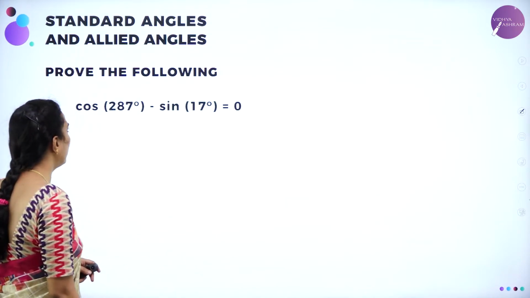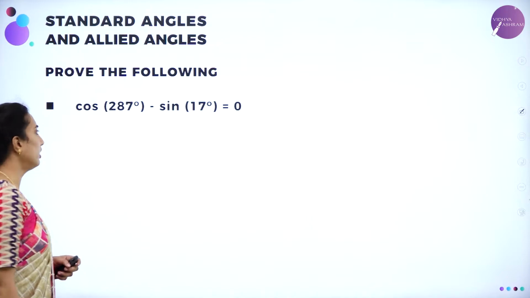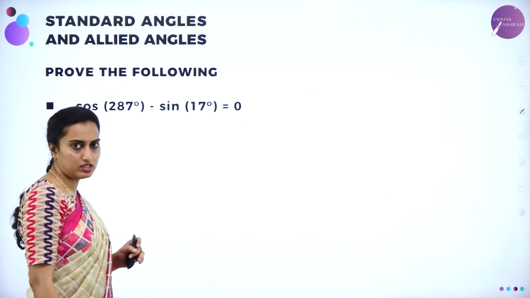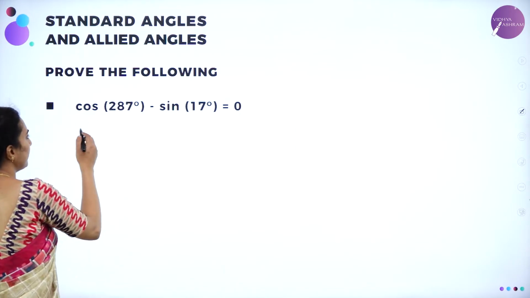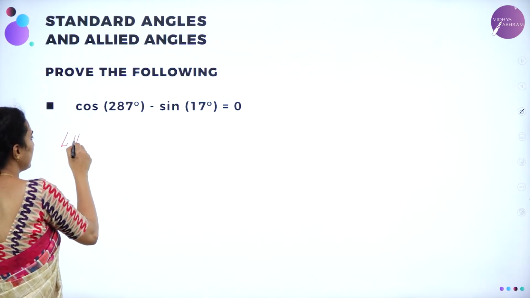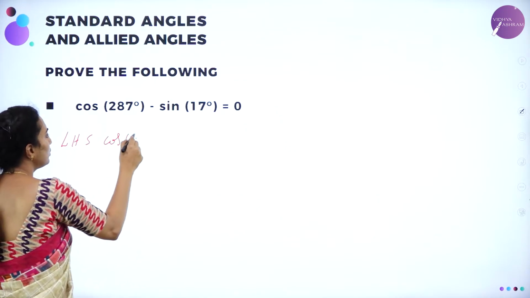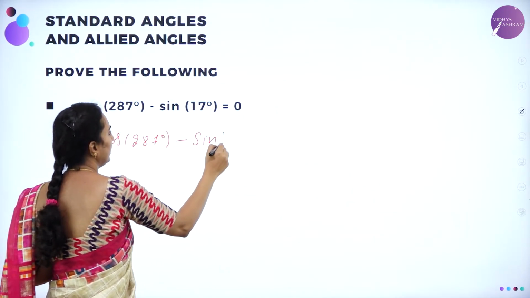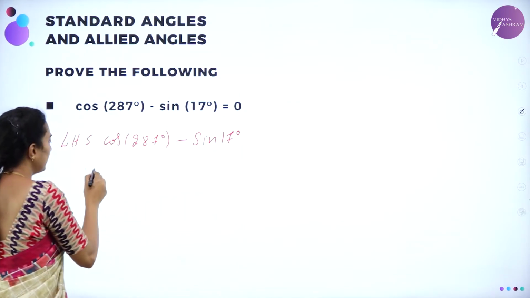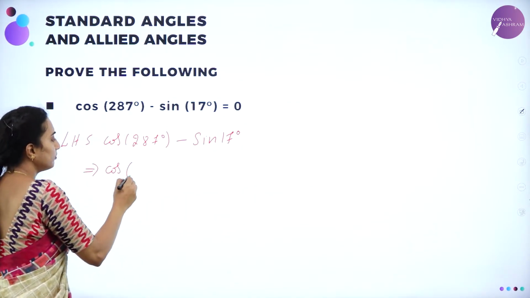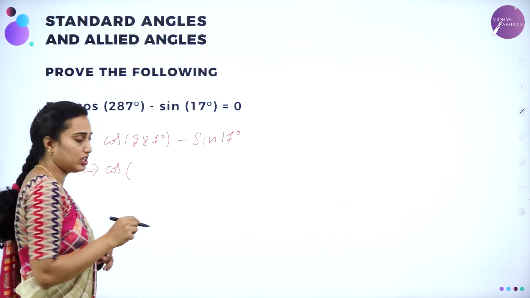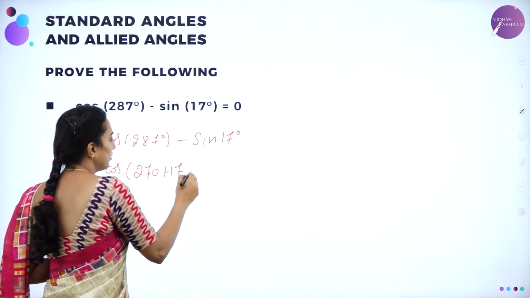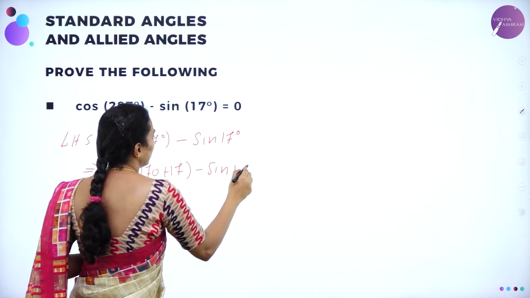We'll move on to the next one. Prove the following. Cos 287 degree minus sine 17 degree. Now how can I write 287 degree? Taking the left hand side, that is cos of 287 degree minus sine 17 degree. I can write this one as cos of 270 plus 17, 270 degree plus 17, minus sine 17.